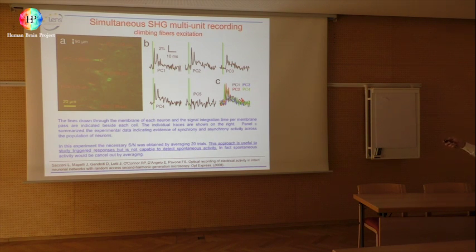So I'm looking at the reflection of the second harmonic back once it has been produced, and the signal is very poor. So in order to have that signal to noise, I have to average. And this is possible because it's a trigger excitation. I'm exciting the climbing fiber with the local field, and those action potentials are always there. So I can average. But if I want to see spontaneous activity, then there is a jitter, and if I average, it's washed out completely. So this kind of second harmonic generation technique is not good to see spontaneous activity.